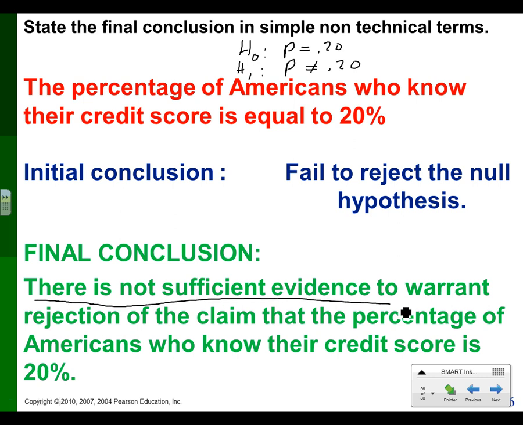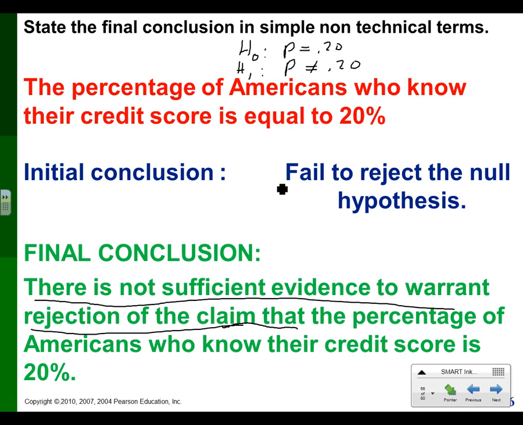There is not sufficient evidence to warrant the rejection of the claim that the percentage of Americans who know their score. So, those are the wordings for both responses and outcomes. That is known as your final conclusion. The first part of the sentence does not change. There is not sufficient evidence to warrant rejection of the claim. You're not endorsing the alternative, but you're not rejecting it either. Okay?